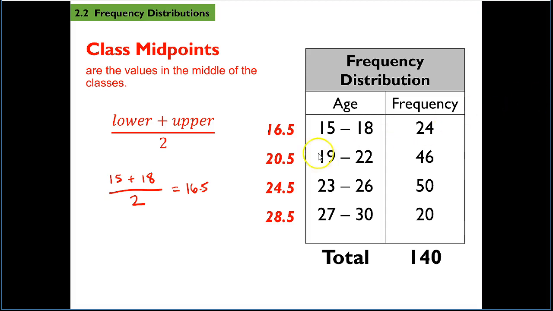And then the next class midpoint, which is the midpoint of the second class, is 20.5. The third one is 24.5, which is the midpoint of this class. And the last one is 28.5, which is the midpoint of the last class. For example, if you want to use the formula to get the 28.5, you'd add 27 plus 30 and then divide it by 2. So pretty much you're taking the average of the endpoints.